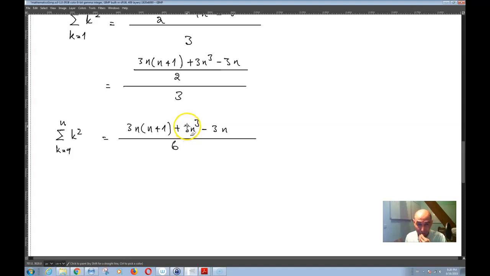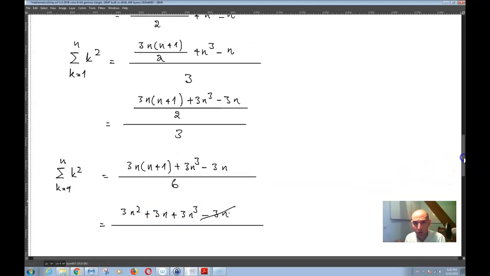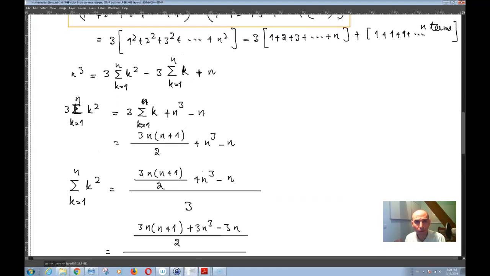So what I have here is this expression. I can simplify it a little bit, meaning that I can write this as 3 times n squared plus 3 times n plus 3 times n cubed minus 3 times n, and I can simplify. There was some 1 somewhere over here.